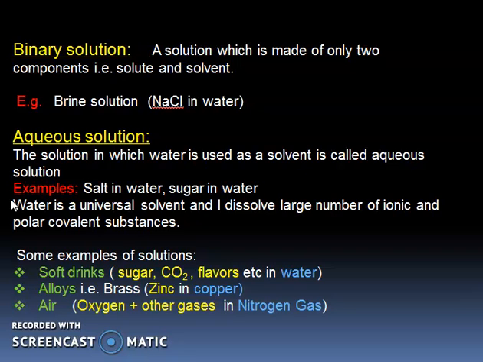Another example is air. Air is a mixture of many gases. Here nitrogen gas in air is present at 78%. Oxygen is 21%. Other gases like carbon dioxide, helium, neon, argon, etc. are also present. So oxygen is in a little amount and nitrogen is present in a larger amount. So oxygen is a solute and nitrogen gas is a solvent here. So we have a mixture of air.